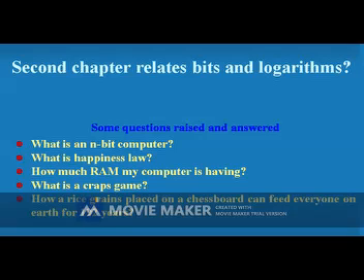What is happiness love? How much RAM my computer is having? What is a craps game? How rice grains placed on a chessboard can feed everyone on the earth for 192 years, etc. questions are raised and also answered.